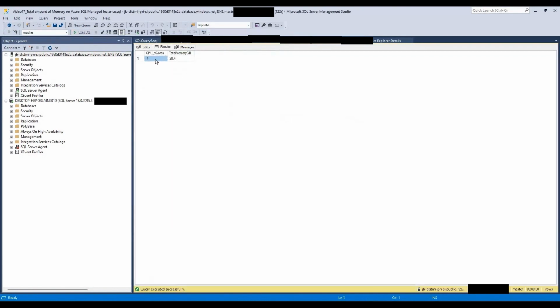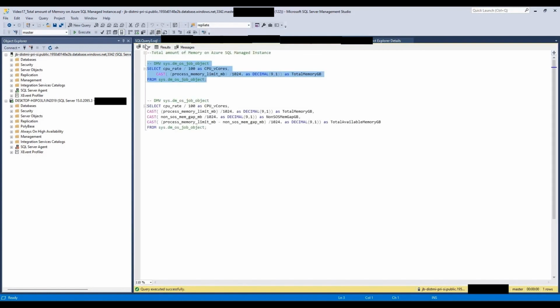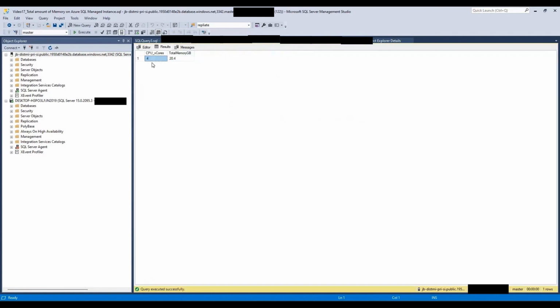If you look at the output, it tells us we have close to 4 CPU vCores and the total memory in GB is 20.4. The DMV sys.dm_os_job_object returns this information by querying the column process_memory_limit_mb. For my 4 vCore Azure SQL Managed Instance, I get close to 20.4 GB memory, as we have seen earlier. So we have 4 CPU vCores and close to 20.4 GB of memory.